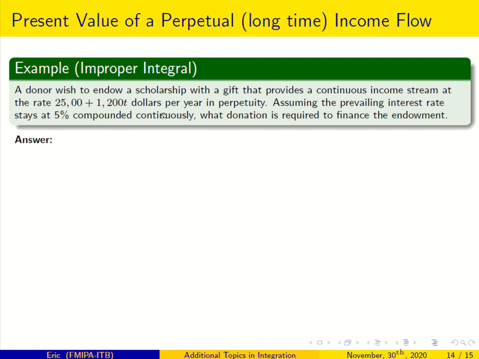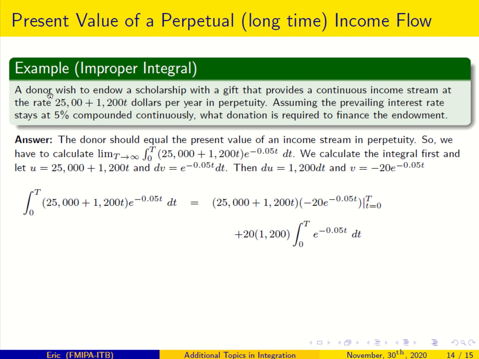Compounded continuously. Don't forget the principal times e to the power of r times t. Okay, what donation is required to finance the endowment? So you are asking for the present value of this income stream. So the donation should equal the present value of an income stream in perpetuity. So we have to calculate this.